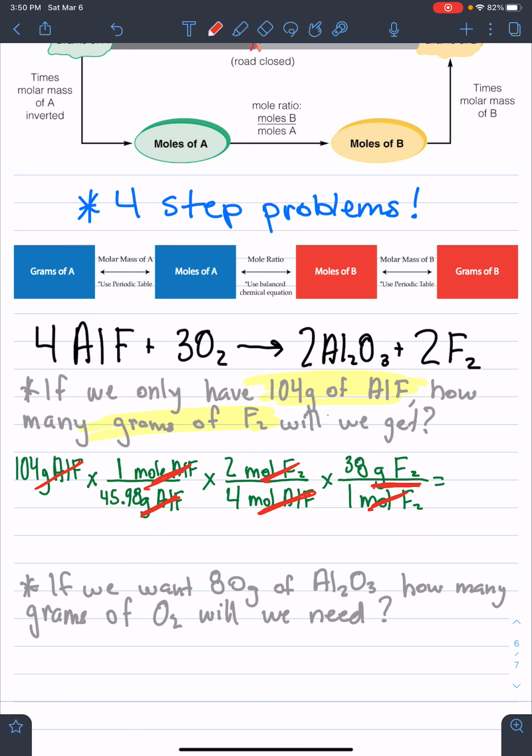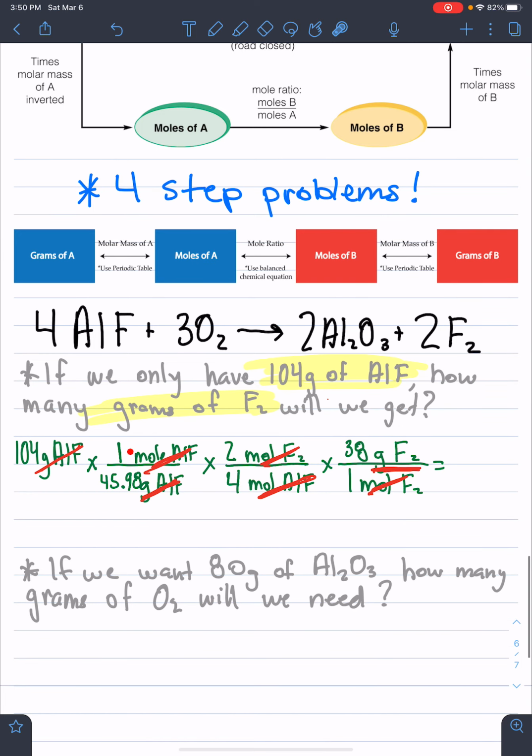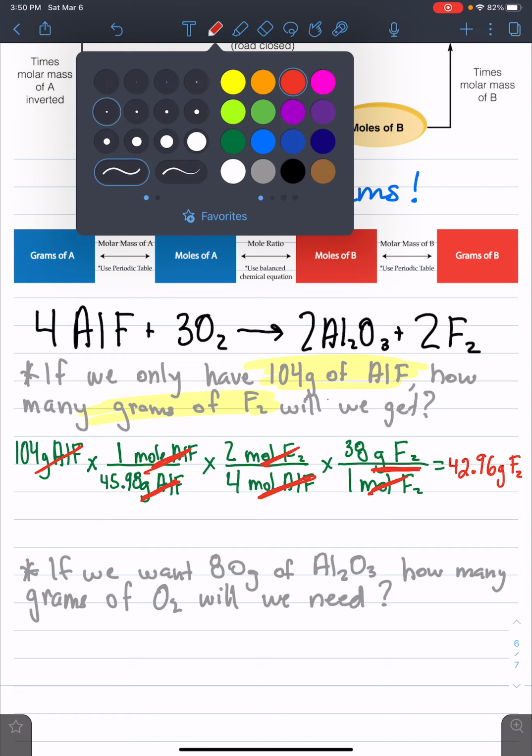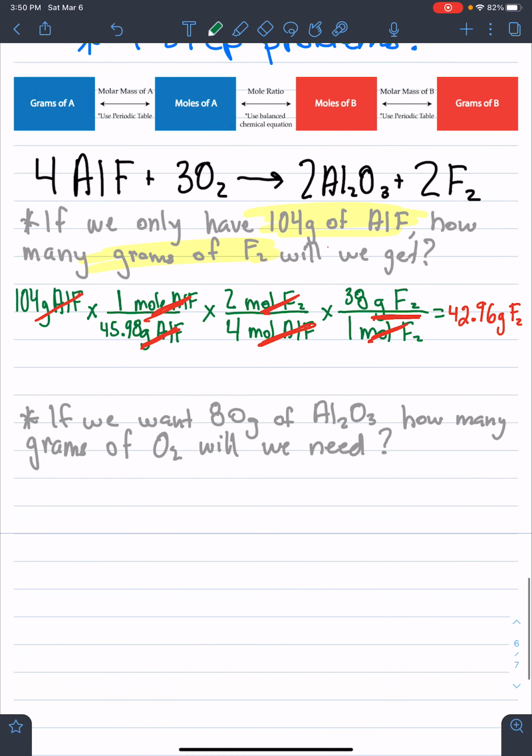Okay, and we're also going to do this math down the line. We're going to multiply by 1, then we're going to divide by 45.98. We're going to multiply by 2, divide by 4, multiply by 38, and then we should get our final answer. So, after you do all that math, you should get around 42.96 grams of F2. Alright, I know that this looks hard and confusing, but let's do another one, and hopefully you guys will feel confident enough that you can kind of work on your homework by using these different steps.